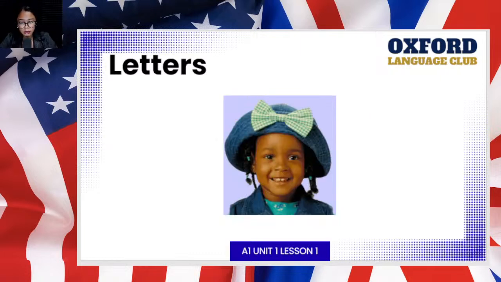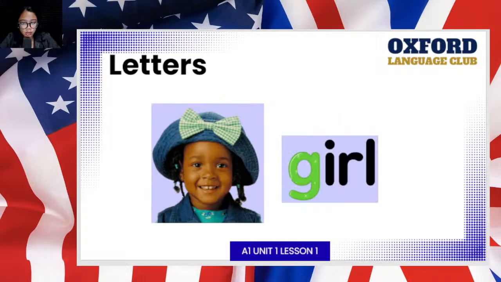G is a strong letter. This is a girl. Again, what is our letter? Letter G. How do we pronounce it? G, G, G. What is our word here? Girl. Again, girl. Next.